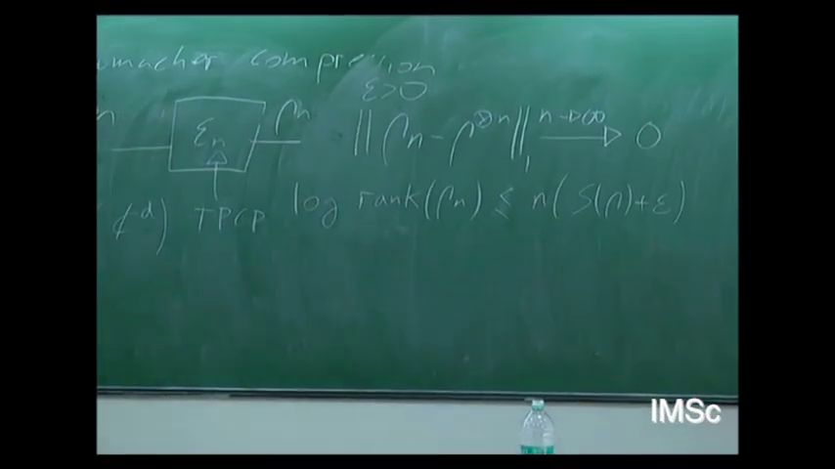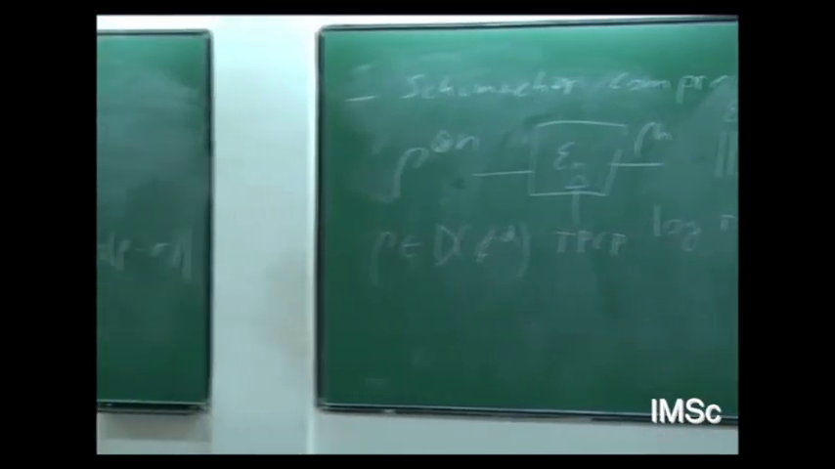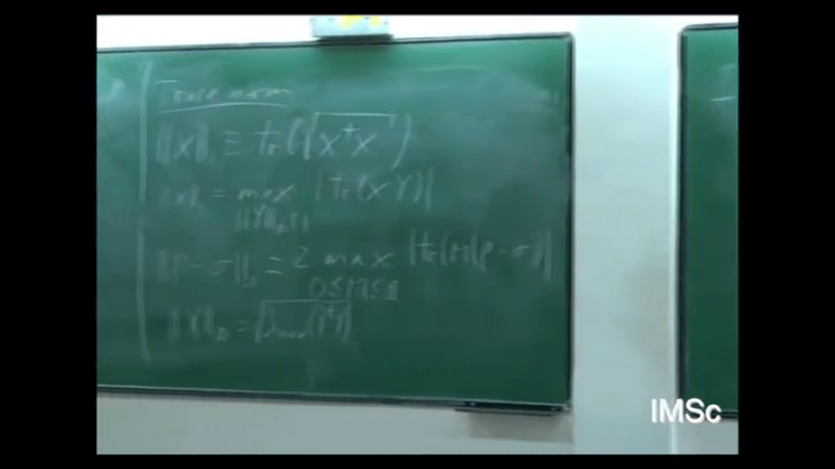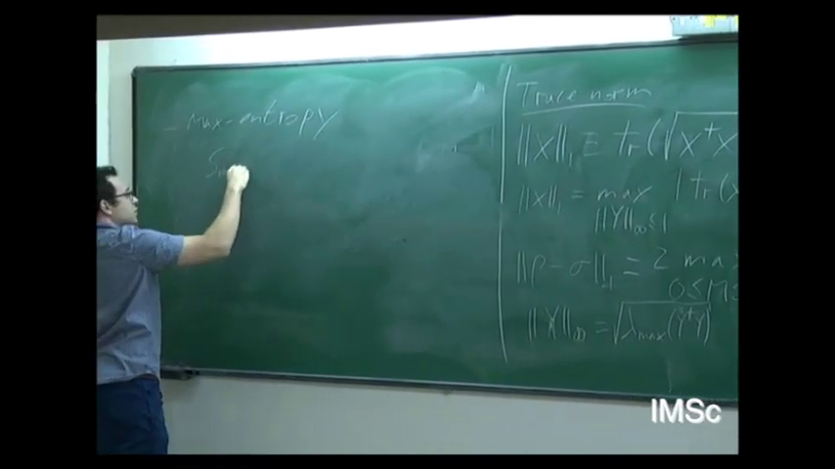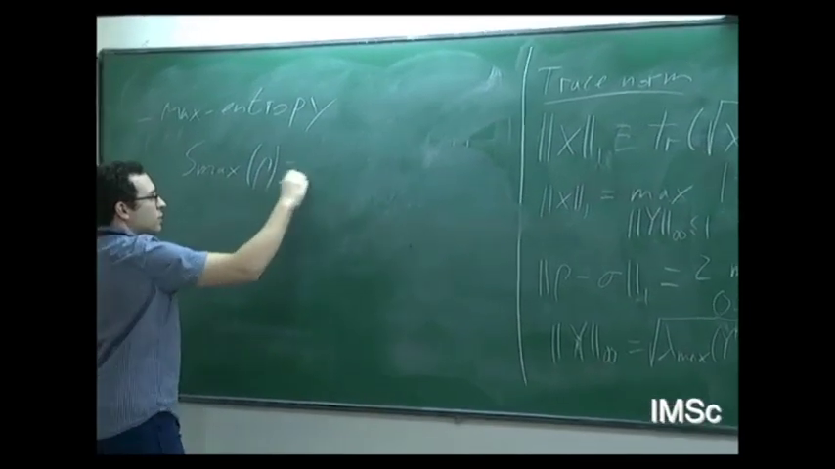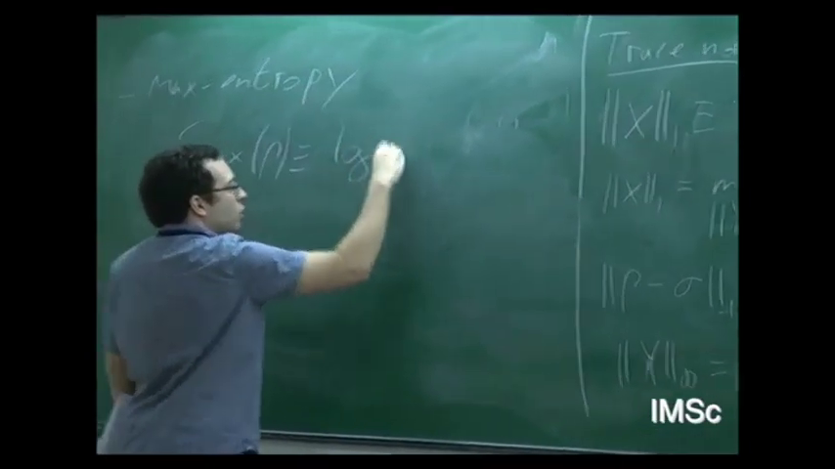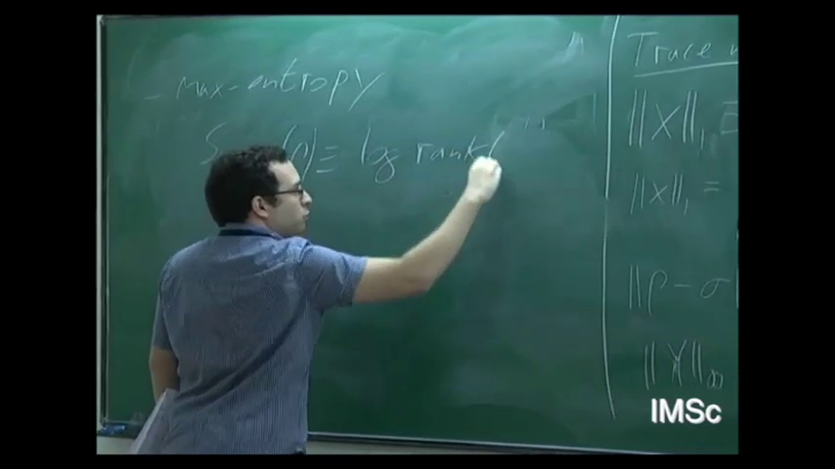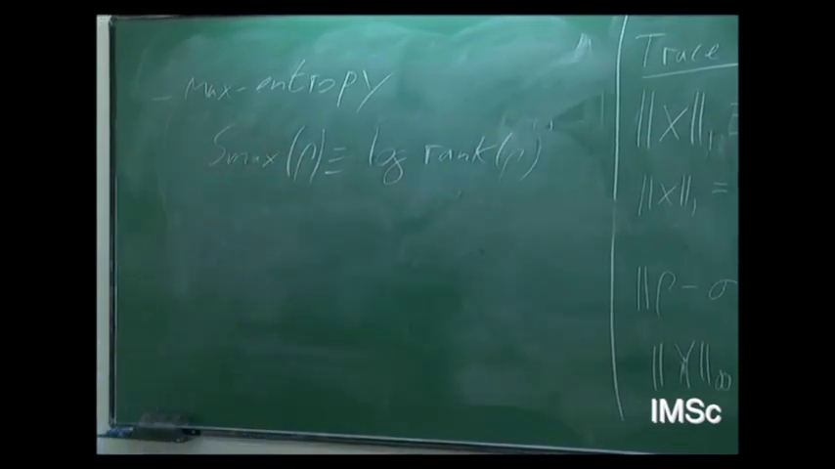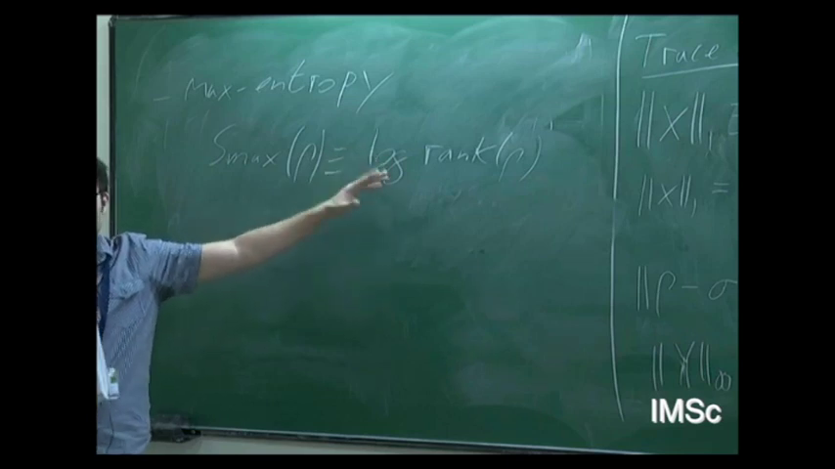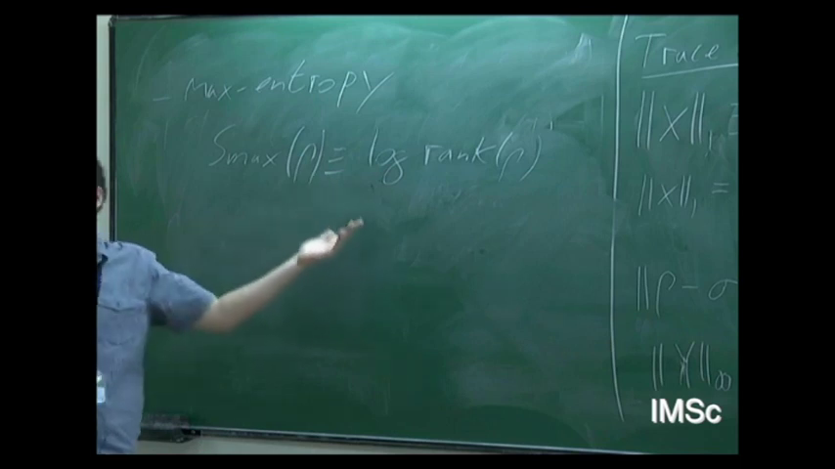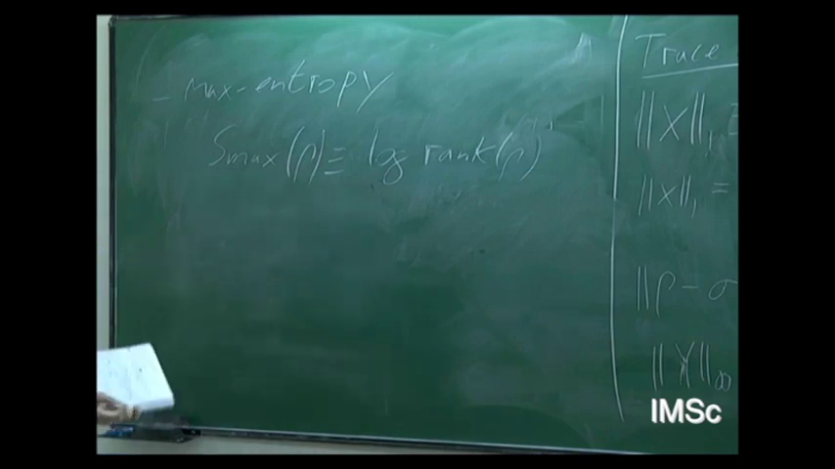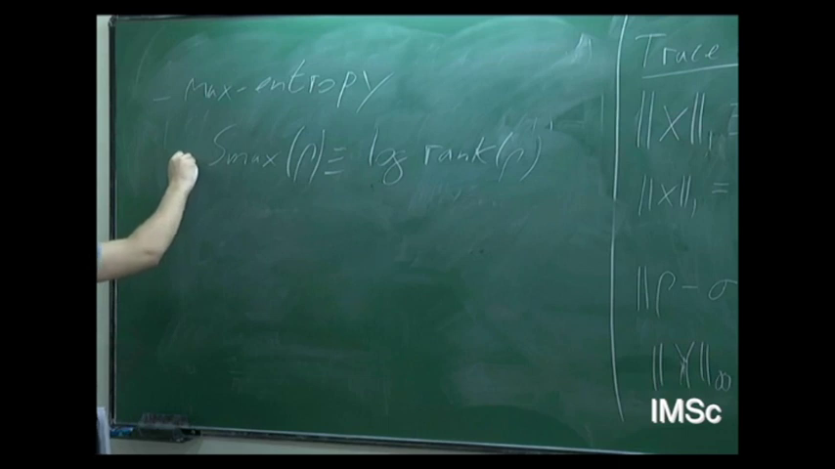It's the log of the rank, basically. So it's not very interesting. This is what we call the max entropy, which we denote by S max. And it's just the log of the rank of rho. So obviously it's how many qubits, up to rounding up, that you need to store one copy of rho. But it's just a definition, not more than a definition. But sometimes it's what we have to use, and you will see this more clearly tomorrow.